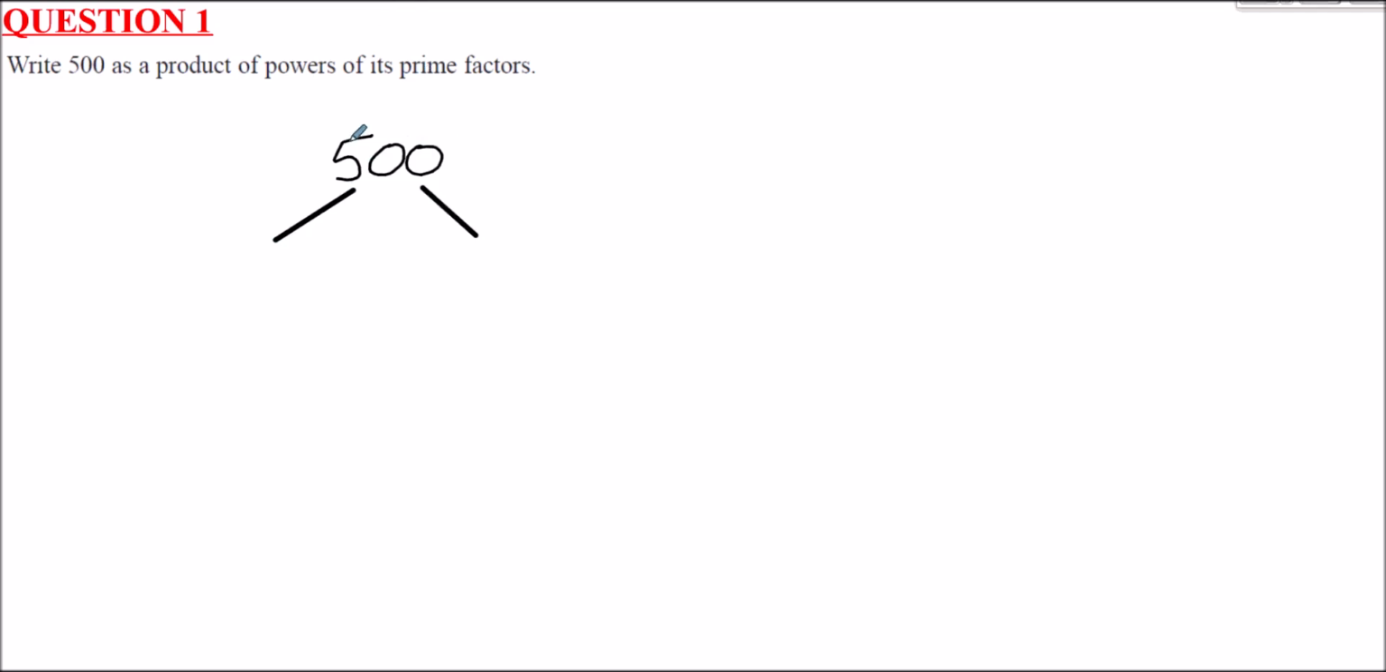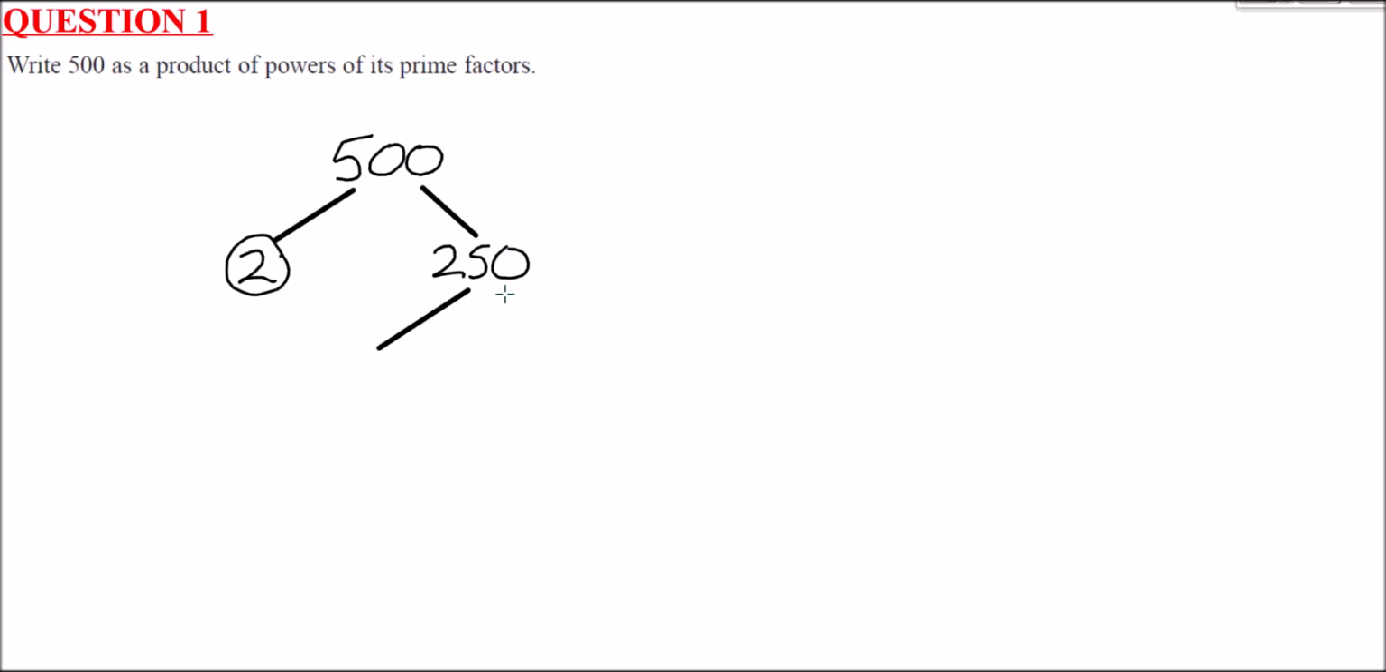I would always consider if a number's even, the best thing is we can divide by 2. So 500 divided by 2, half of 500 is 250. The next step is, if we have a prime number, a number which can only be divided by itself and 1, we have to circle that. 2 is prime, we can only divide 2 by itself and 1. 250 isn't, so we do the same process again.